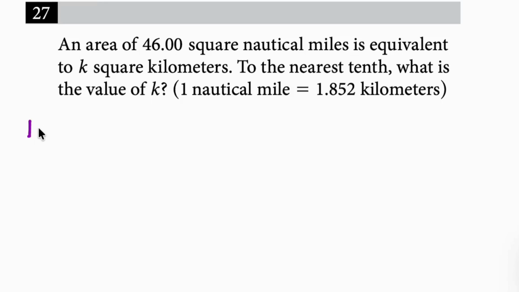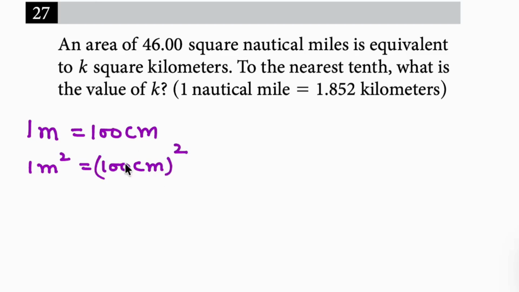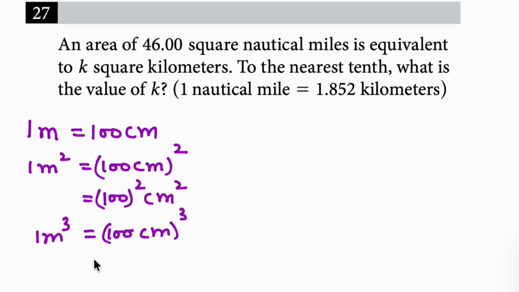Say 1 meter is equal to 100 centimeters, right? Then if I have to square it, then 1 meter squared will be equal to 100 centimeters whole squared. That means 100 will be squared and this centimeter will be squared. And if you have to do the cube, that will be equal to 100 centimeters whole cubed. That means this 100 is cubed as well as centimeter is cubed, right?